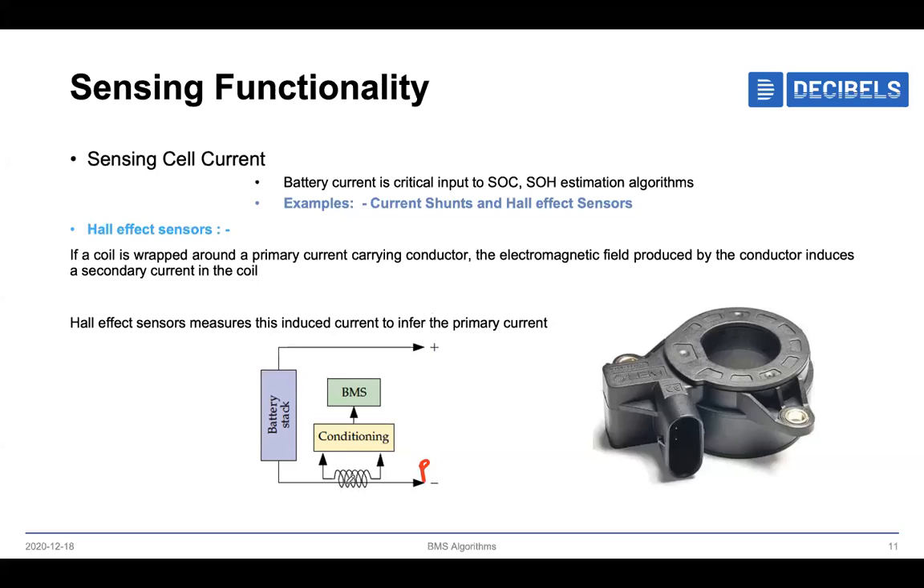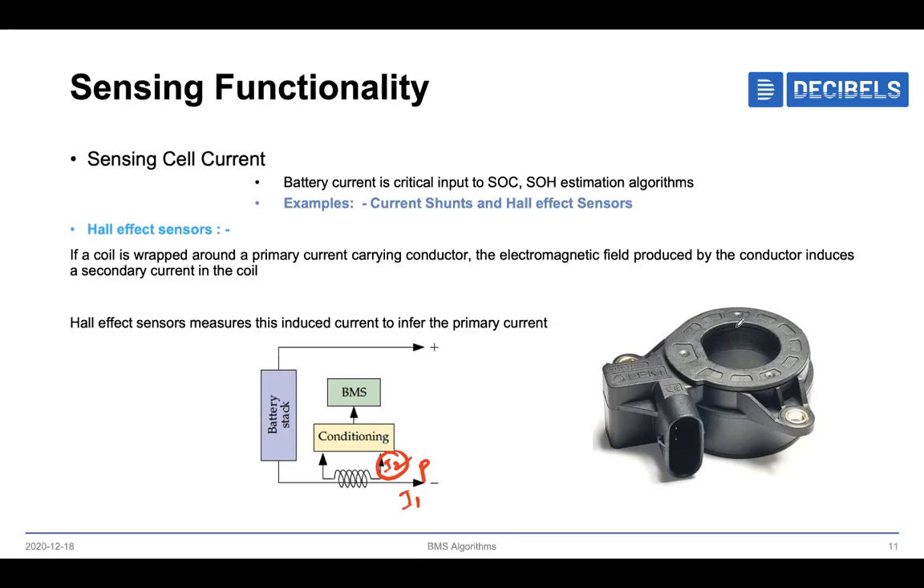Because of this electromagnetic field, let's say this one is I1 and this will be I2. Using the number of turns principle and the electromagnetic principle, we can calculate the current generated in this secondary coil. After calculating this I2, we can estimate how much current is passing through I1. It's just very simple formulas. Then we'll send this to the BMS.